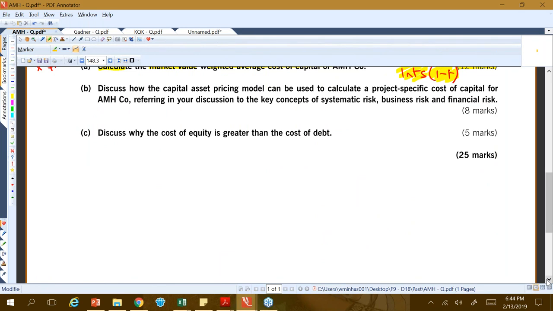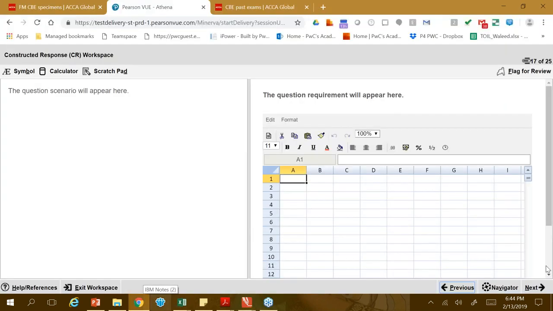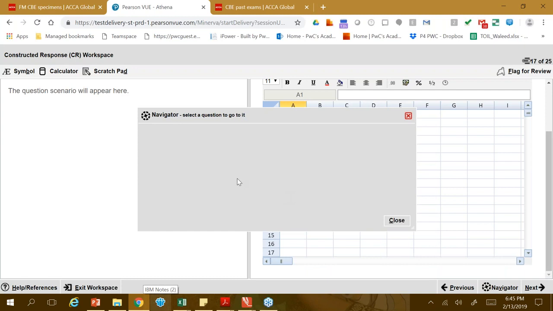risk for 8 marks. Now, we haven't really gone into the topic of project-specific discount rates on this revision webinar, but I will construct an answer to it. And within this answer, I will explain to you what happens when we think of the project-specific cost of capital, so that this area is also covered for you. So let's talk about that. It says how the CAPM can be used to calculate a project-specific cost of capital for AMH. So I'm going to construct an answer on this one. So I'll just need a word sheet here.